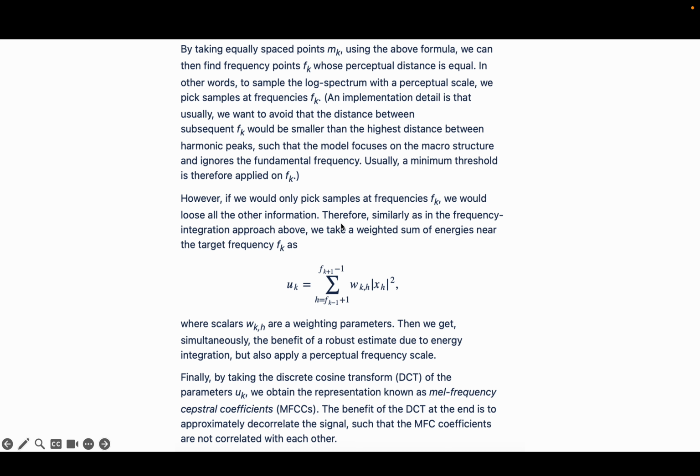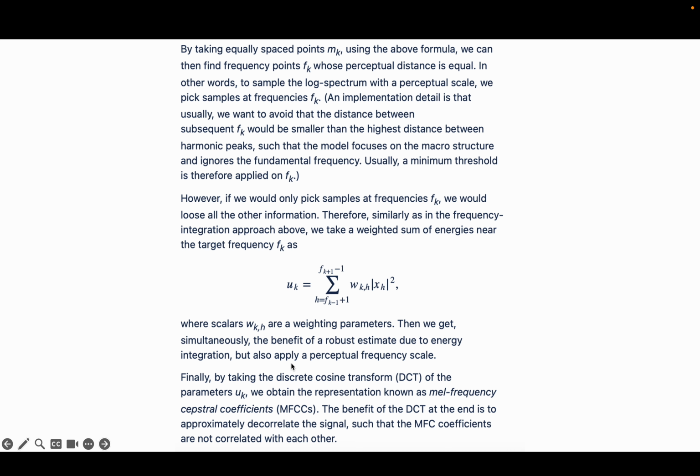So similar to that frequency integration approach, you take a weighted sum of energies near the target frequency, and thus you get this u of k, where the w of k and h are these weighting parameters. And so then you get the benefit of a robust estimate due to energy integration, but you've also applied the perceptual frequency scale.